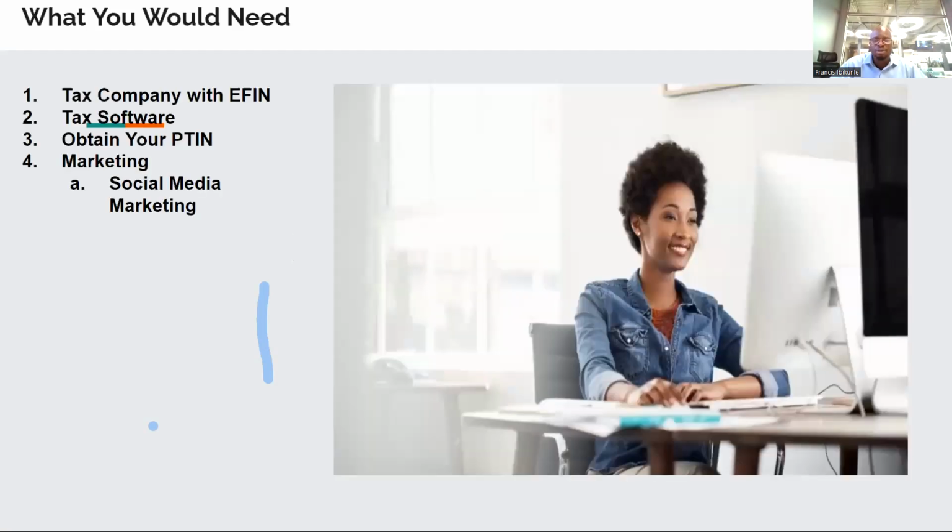So becoming a tax pro, what are the things that you need? The way it's structured, you need a tax company with an EFIN. That is number one. What is an EFIN? It is an Electronic Filing Identification Number. If you want to do anything with the government, there must be an assigned number they use to recognize you. Most of the time, if you want to buy software or do anything in this country, you need your tax ID, your social security number. So if you want to deal with the IRS on a business level, you need an EFIN. It's called Electronic Filing Identification Number.